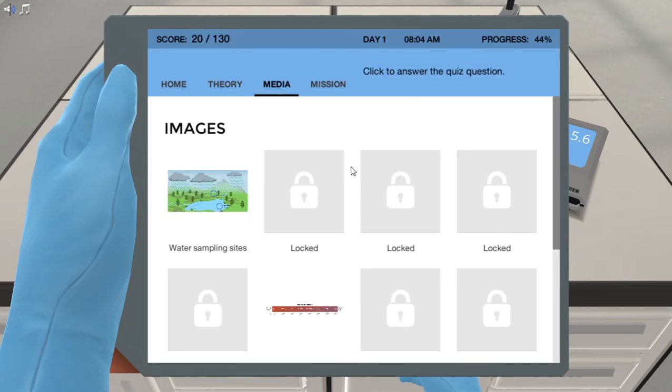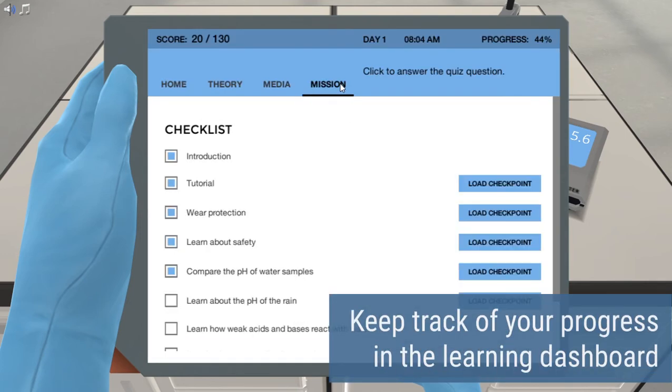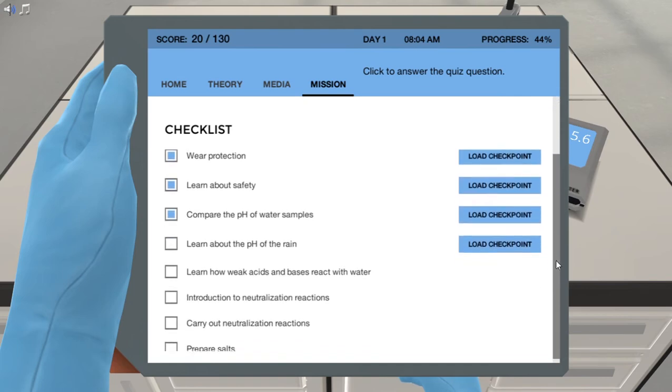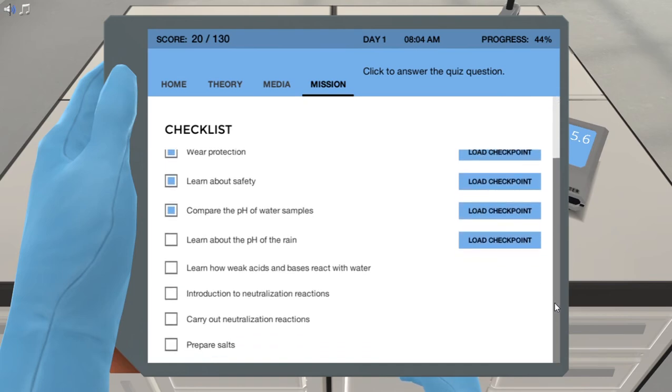You will also have full access to a learning dashboard that provides you with a clear overview of your scores and progress as you learn new topics every day.